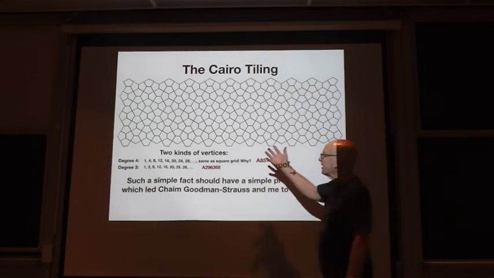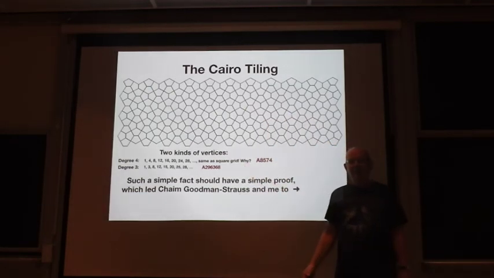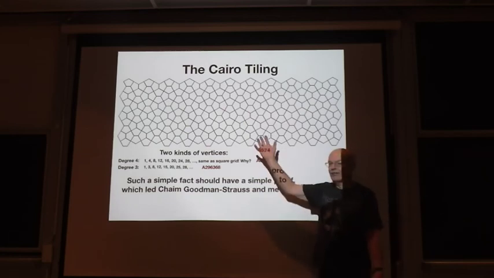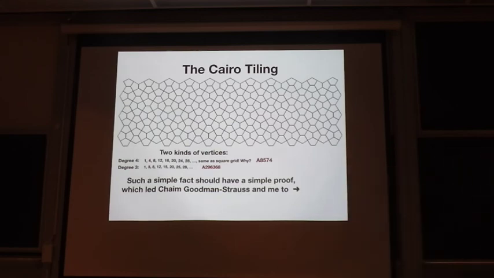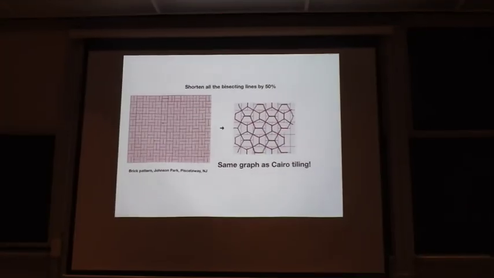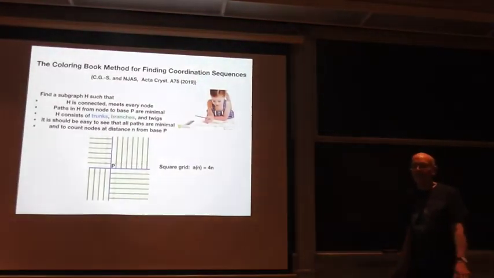Anyway, so we thought there should be a simple proof. This is definitely different from the square grid, and yet it has the same coordination sequence half the time. Why is that? So we came up with what we called, initially, a child's colouring book method.